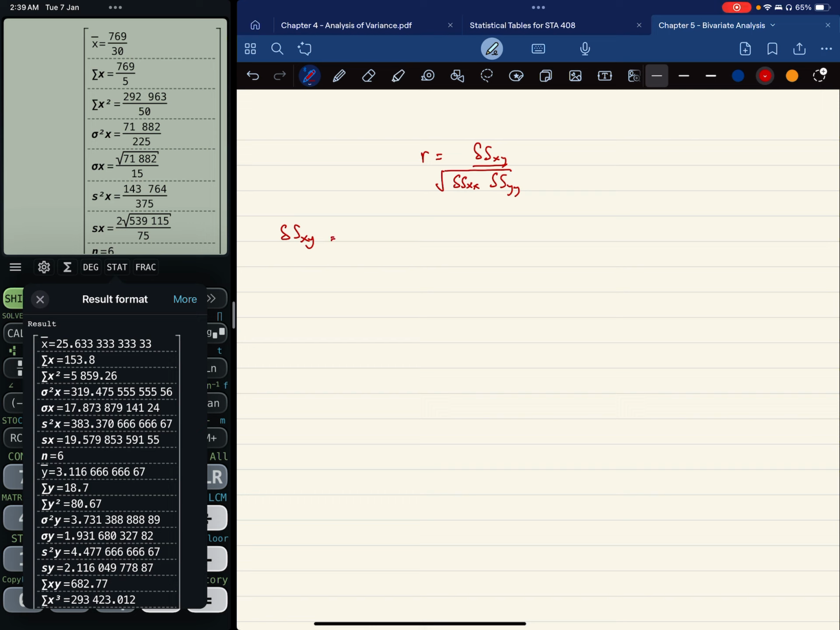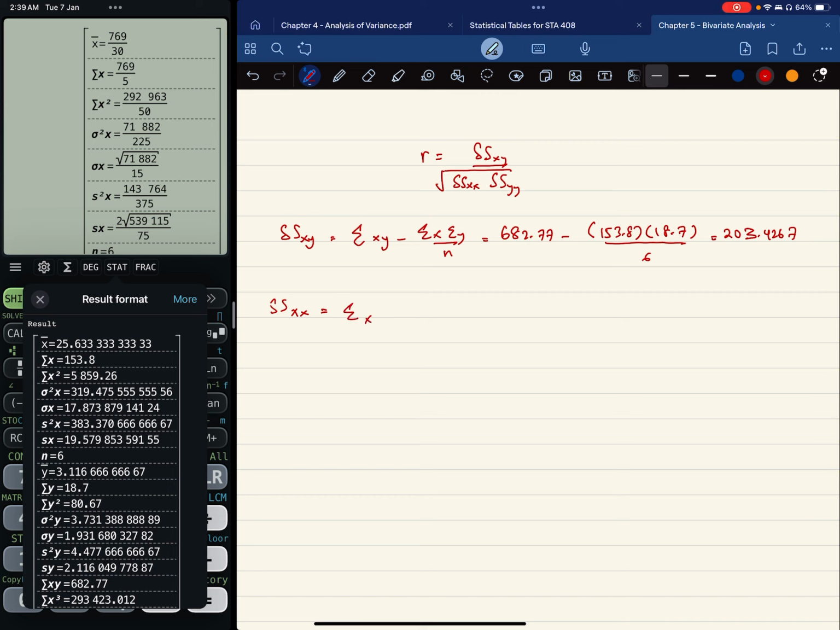SSXY is summation of XY minus summation of X times summation of Y over n, which equals 682.77 minus 153.8 times 18.7 over 6. You will get 4277. And then you calculate the SSXX.